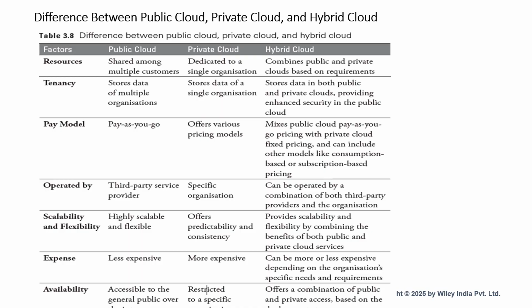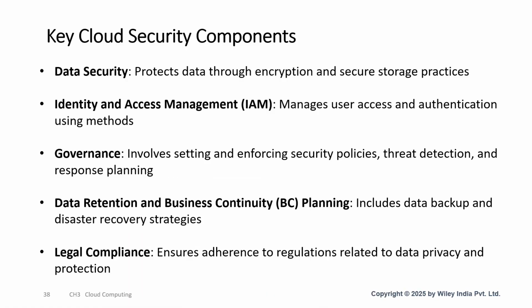The pay model: public cloud is pay as you go. Private cloud offers various private pricing models based upon your usage, and hybrid cloud is a mix. You can choose. Then, data storage: public cloud is shared by multiple organizations, but a private cloud stores data only of a single organization. A hybrid cloud stores data in both public and private clouds, providing enhanced security. So you can tell the confidentiality or the importance of data, and likewise you can store it either in the public or the private cloud.